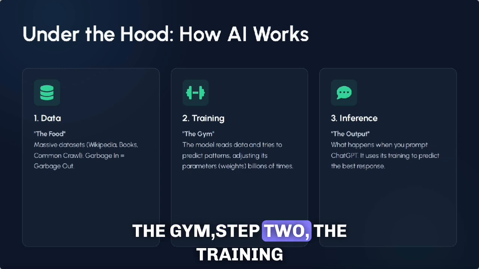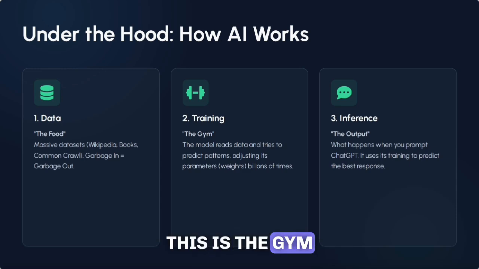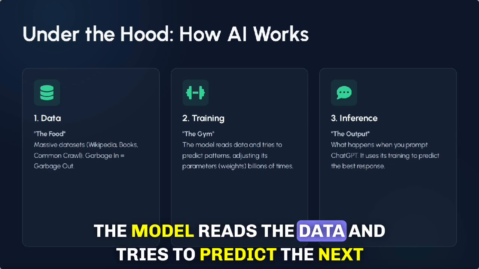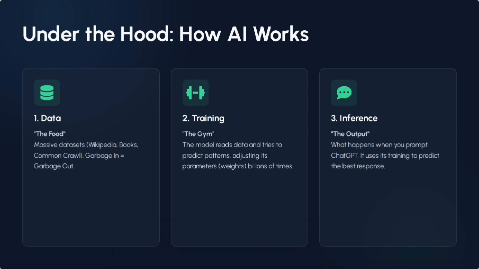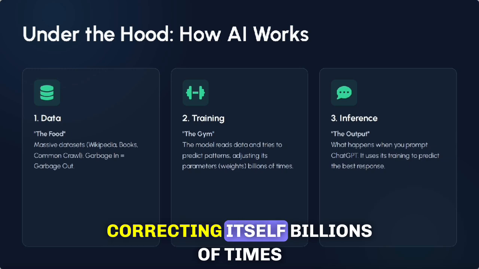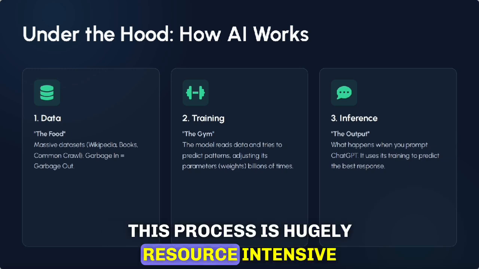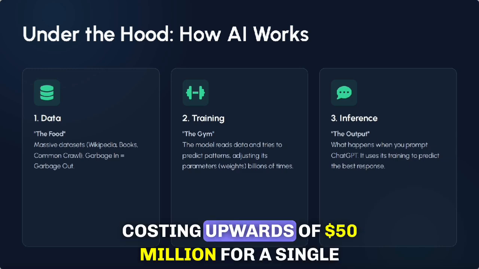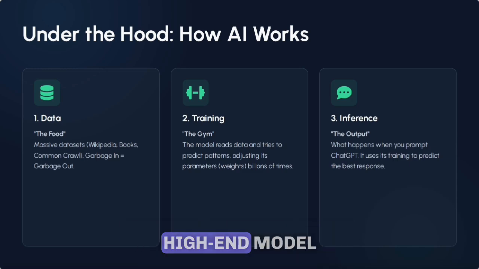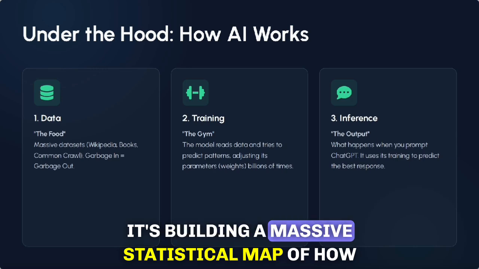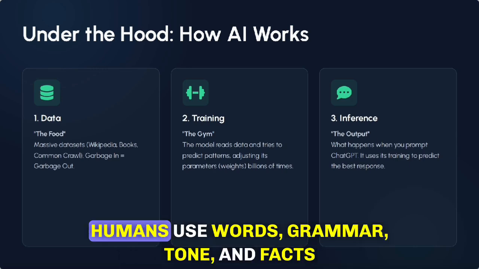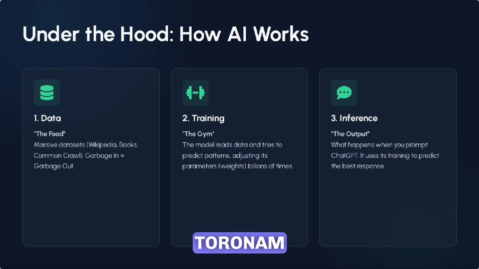Step 2. The training. This is the gym. The model reads the data and tries to predict the next word. It does this over and over, correcting itself billions of times. This process is hugely resource-intensive, costing upwards of $50 million for a single high-end model. It's building a massive statistical map of how humans use words, grammar, tone, and facts.